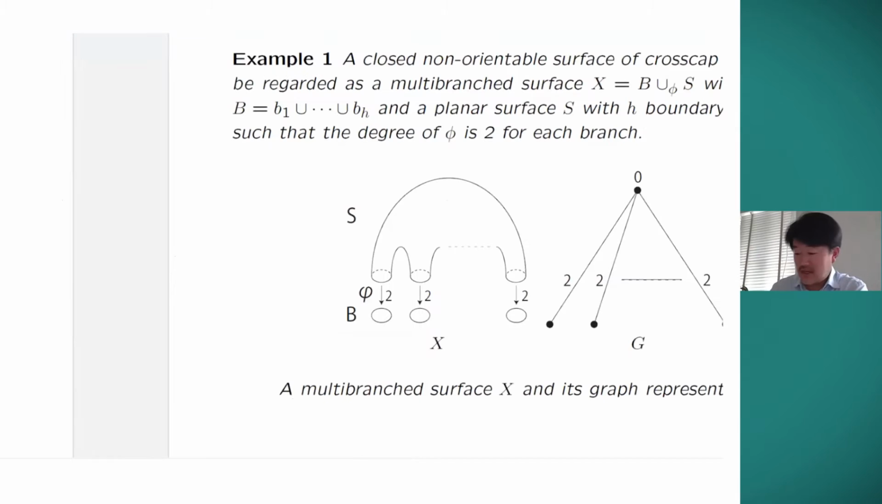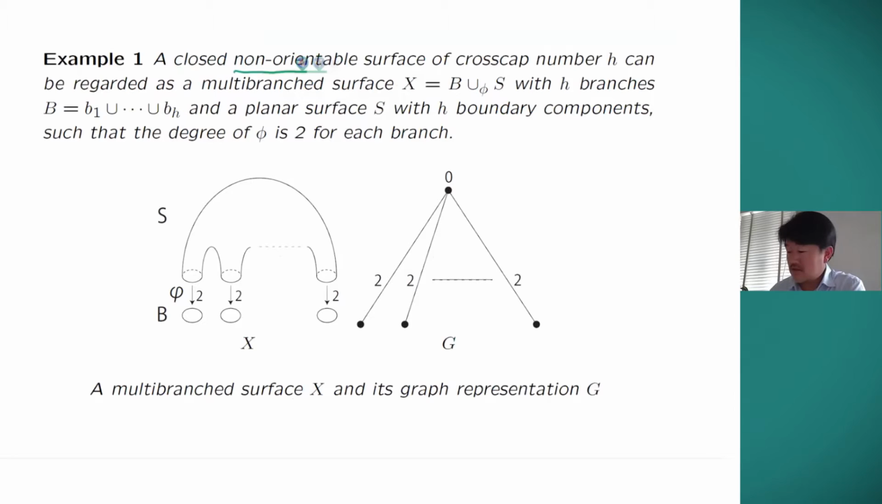For example, a closed non-orientable surface of cross-cap number K can be regarded as a multi-branch surface. In the previous example, let S be a K-punctured sphere, and B be K circles. Then we consider a double covering map. So this circle winds around this circle twice. So in this part, we obtain a Möbius band. So this multi-branch surface can be expressed as a bipartite graph, like this.